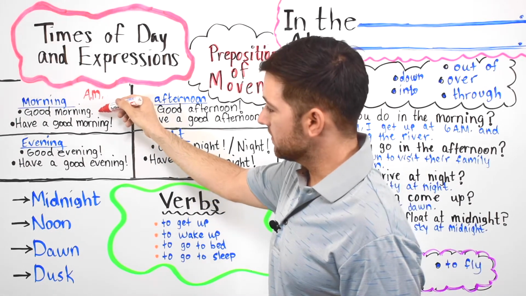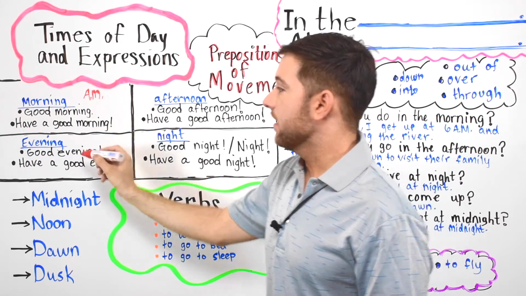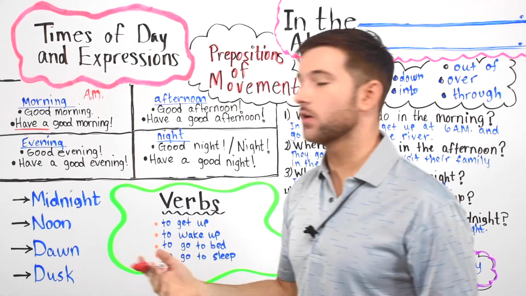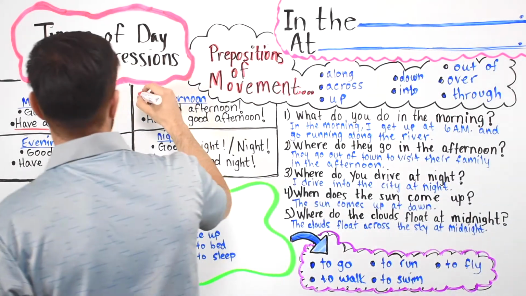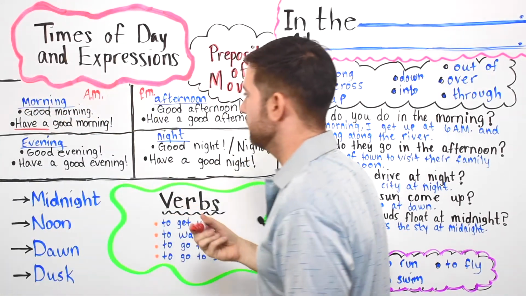So good morning is to say hi. And when you want to say goodbye, you say have a, and then good morning. Okay? So have a good morning when you want to say goodbye. Next we have afternoon, and remember afternoon is also the PM. We use PM for the afternoon.